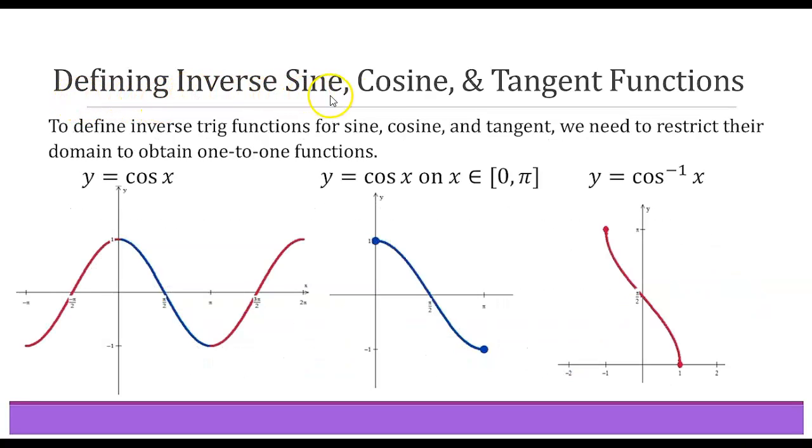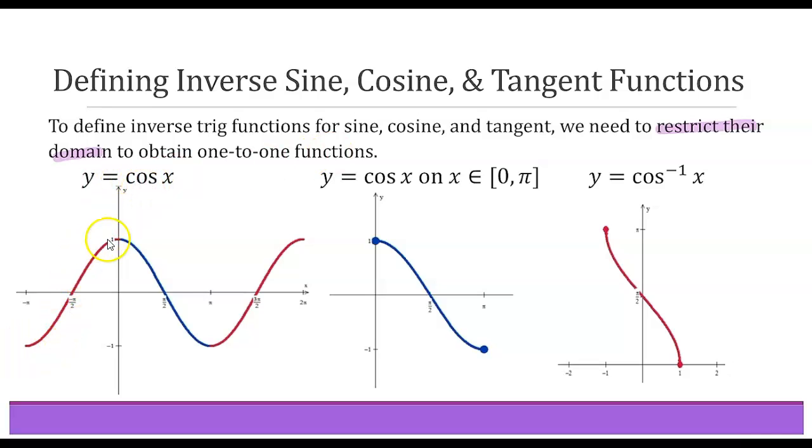Defining inverse sine, cosine, and tangent functions. To define inverse trig functions for sine, cosine, and tangent, we need to restrict their domain in order to obtain 1-to-1 functions. So let's continue to focus on the cosine graph.